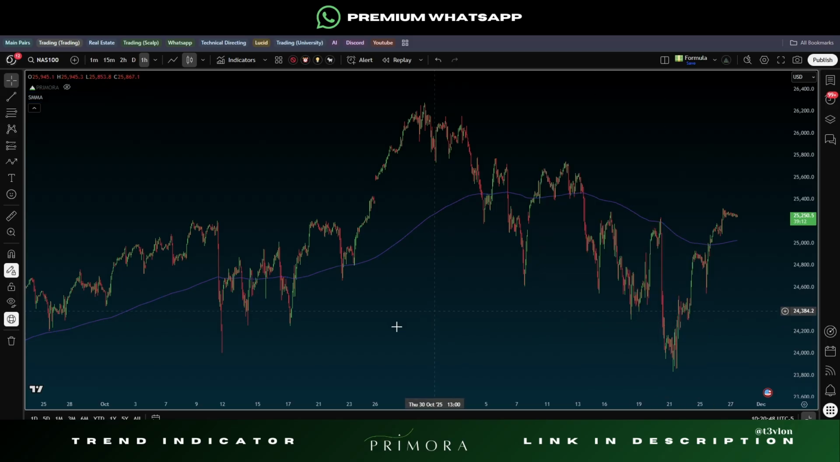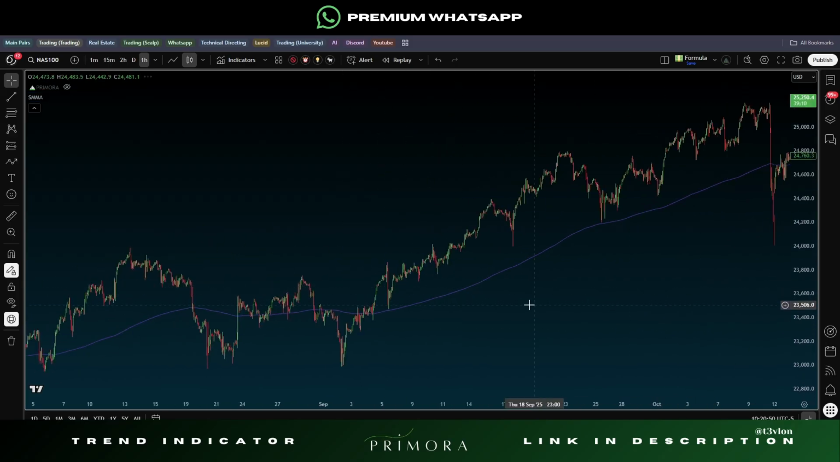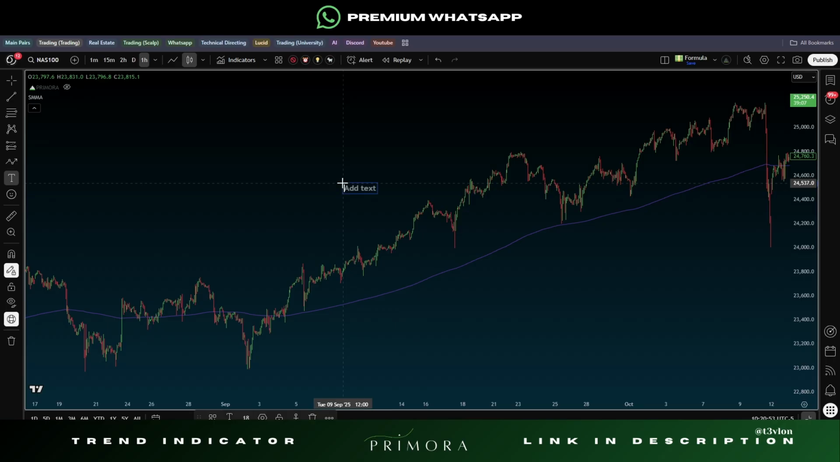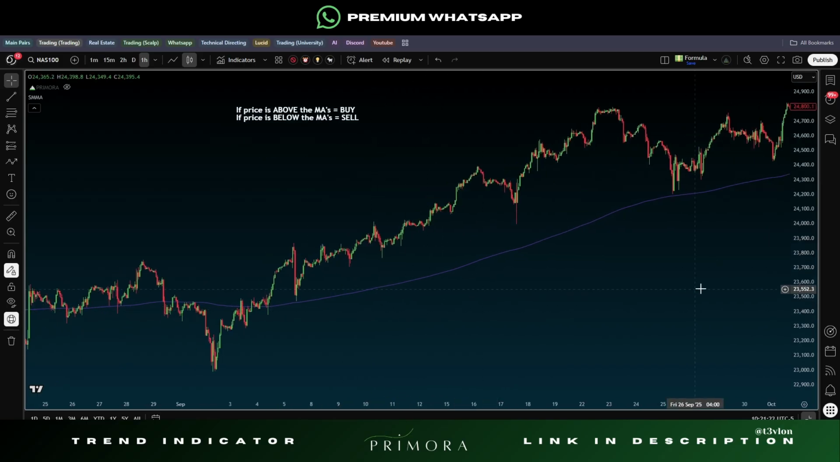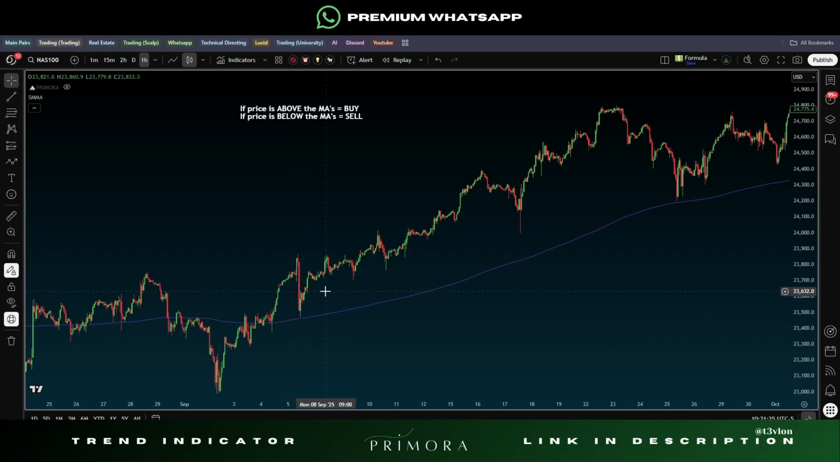So here's how you use the moving average. Very simply put, 2 ways to use it. If price is above the MAs, buy. If price is below the MAs, you guessed it, sell. Simple. So now that you see price above the MAs, what's your next job? Your next job, okay, price is above the MAs.